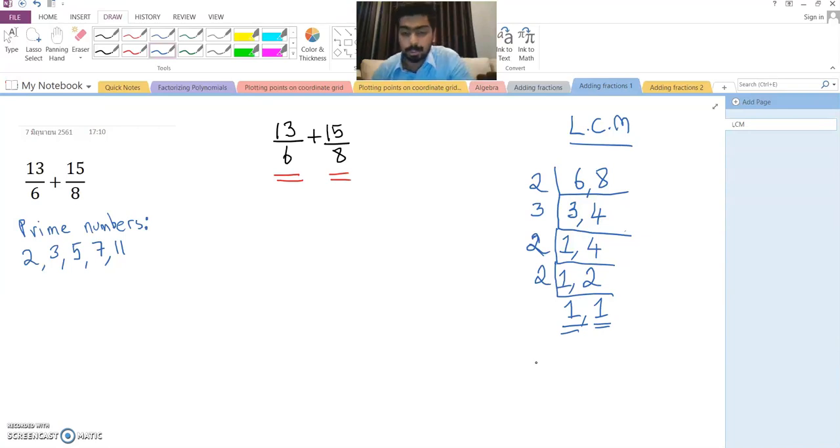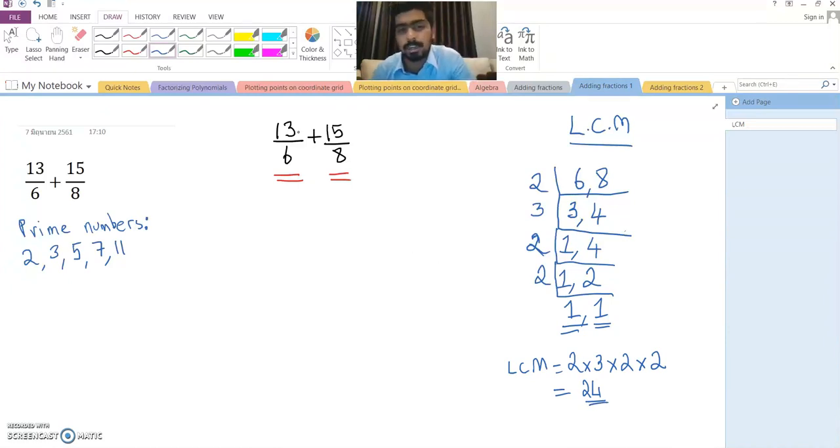Now the next step is we multiply all of these numbers. So we have 2 multiplied by 3 multiplied by 2 multiplied by 2. So we have 6 times 2 is 12, and 12 times 2 gives us 24. So the lowest common multiple will be 24.